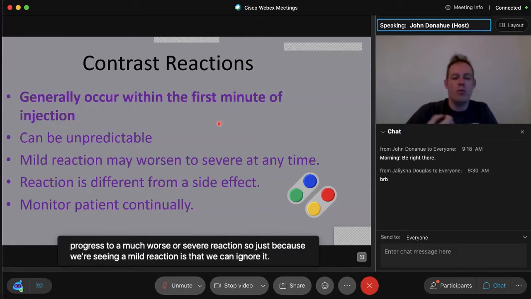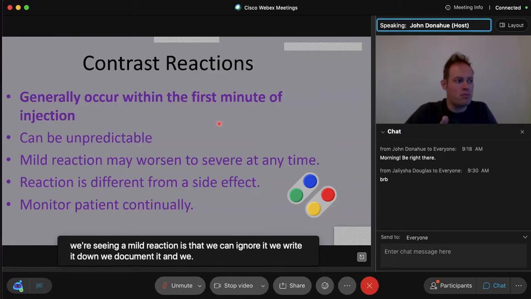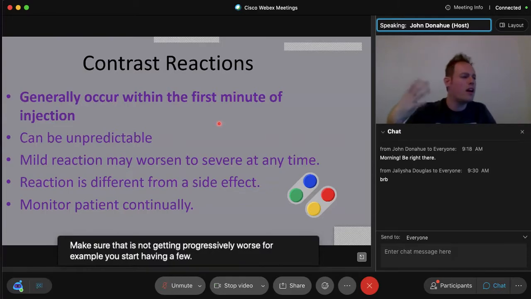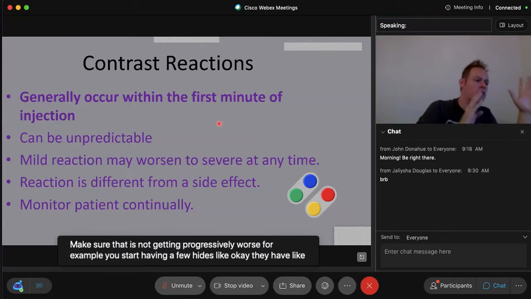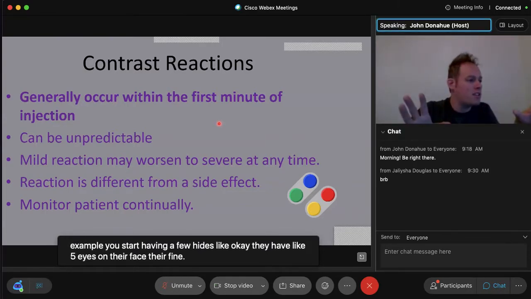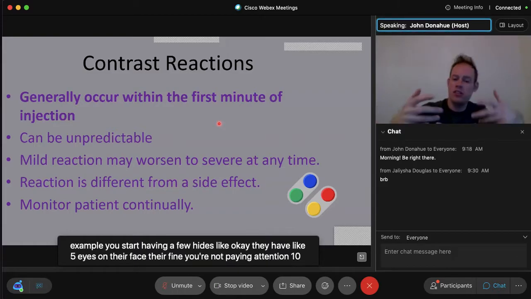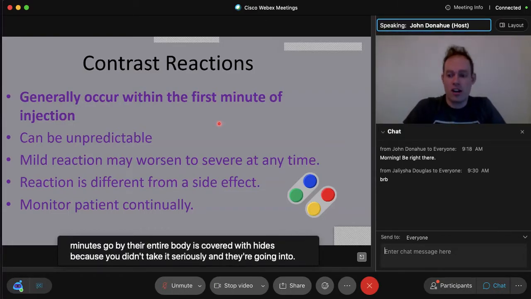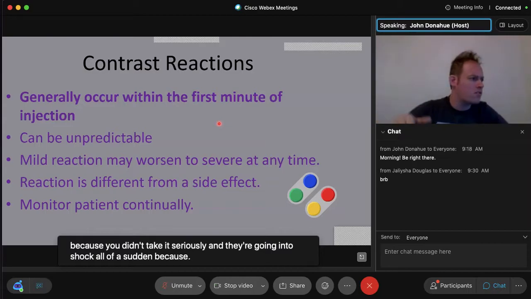We write it down, we document it, and we monitor that patient properly and make sure that it is not getting progressively worse. For example, they start having a few hives, like five hives on their face, they're fine. You're not paying attention, 10 minutes go by, and all of a sudden their entire body is covered with hives because you didn't take it seriously, and they're going into shock because you're just like, oh, it's mild, it's fine.